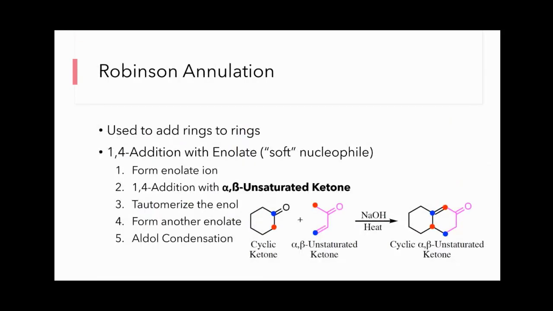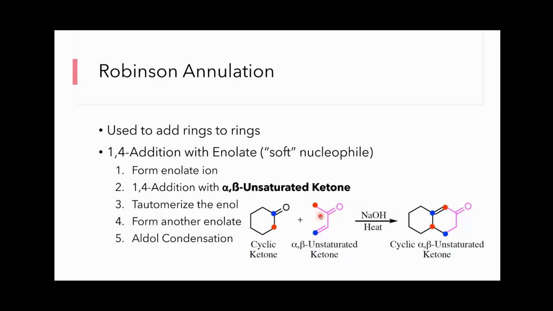Right. And the last thing we're going to go over is the Robinson annulation. It's when you have an alpha beta unsaturated ketone, which is a product of an aldol condensation, and you react it with a cyclic ketone.